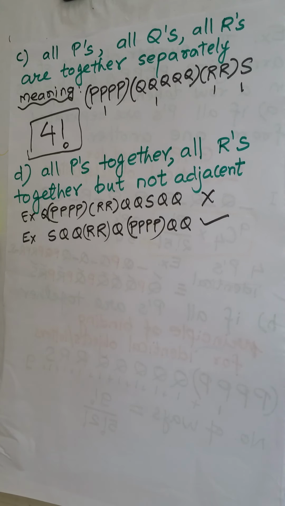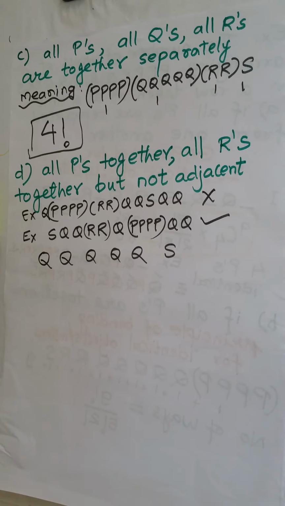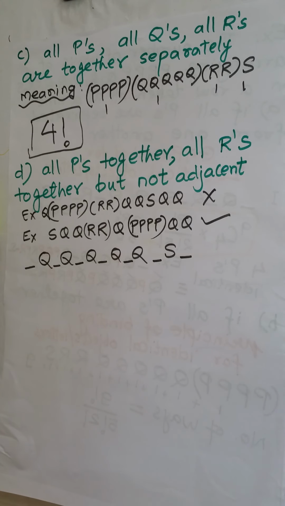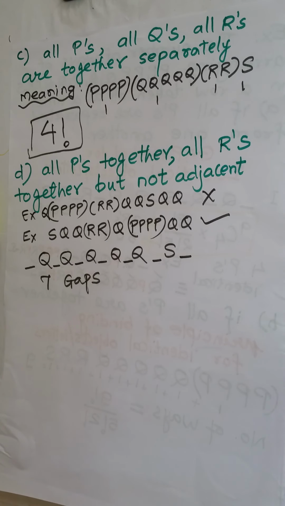Yes, we will do the gap method. We will create gaps. So first we will write the non-constraint elements. What are those? 5 Q's and S. We will create gaps. How many gaps are created? 7 gaps are created. Now in these 7 gaps, what will come? What are the objects, the letters or set of letters that will occupy these gaps?